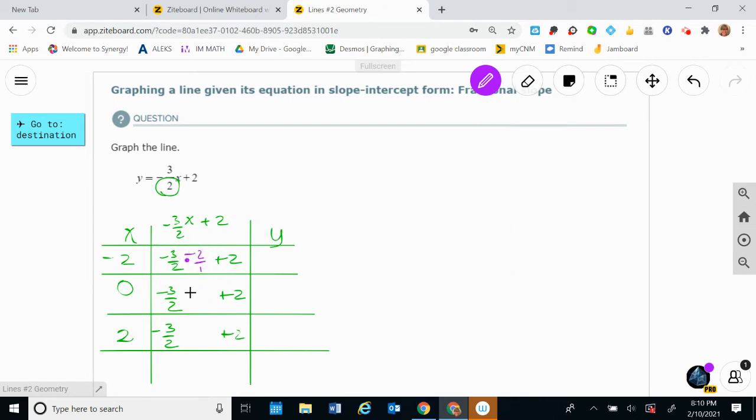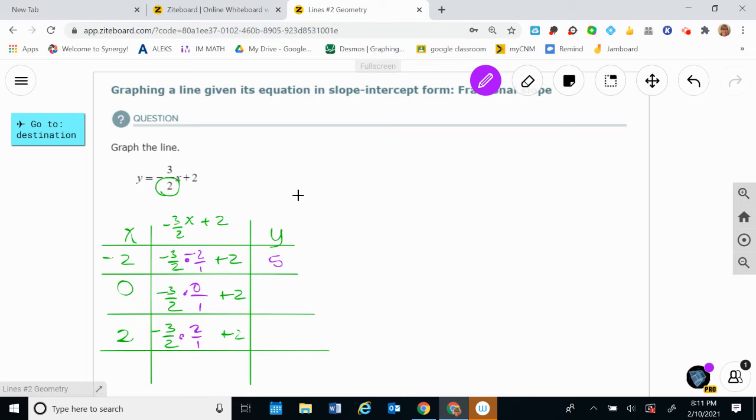-2 over 1 times 0. You can even put 0 over 1, you guys, if you wanted to. Do you know 0 is over 1? Okay, you don't have to. It's silly, but I thought I would just show that to you. Okay, so -3 times -2 is +6, divided by 2 is 3. 3 plus 2 is 5.